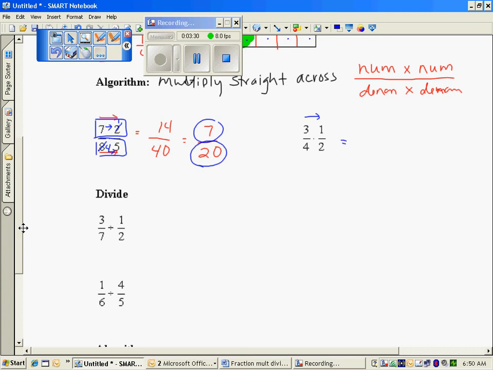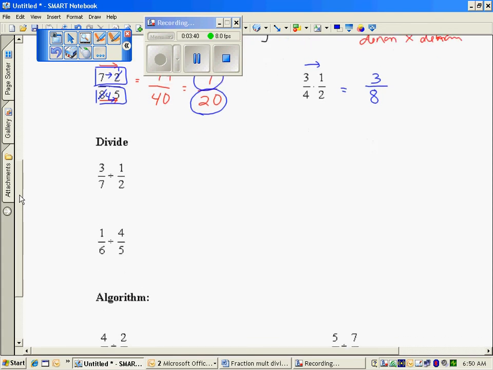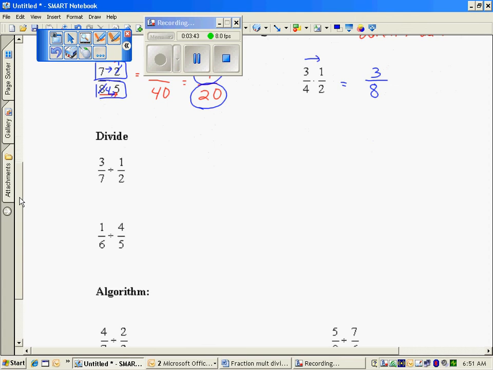Again, applying the algorithm, numerators, 3 times 1 is 3. Denominators, 4 times 2 is 8. 3/8 would be the result of the diagram when I take 3/4 of 1/2. Now division of fractions is slightly different.